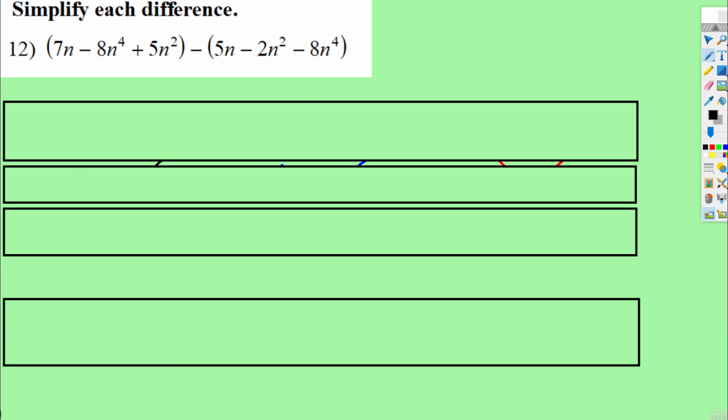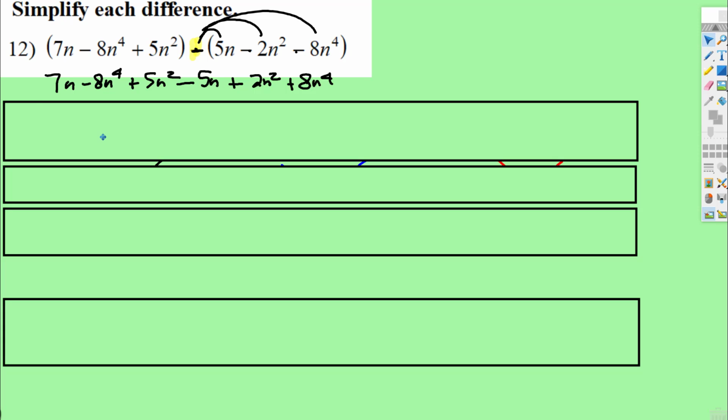And you're going to do the same thing with subtraction. The tricky part of subtraction, there's a subtract on the outside. What might be a better idea is to rewrite both sets of parentheses. Notice the first trinomial, I'm just bringing it down. And then for the following trinomial, you apply that negative sign. So the opposite of positive would be negative 5n. The opposite of negative would be positive 2n squared, and the opposite of negative would be positive 8n to the fourth.